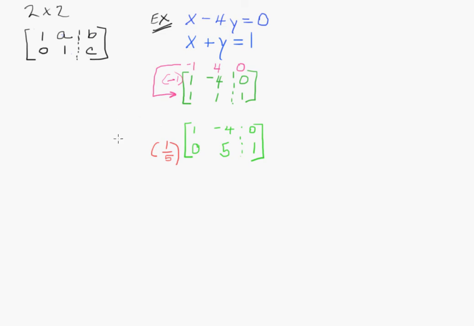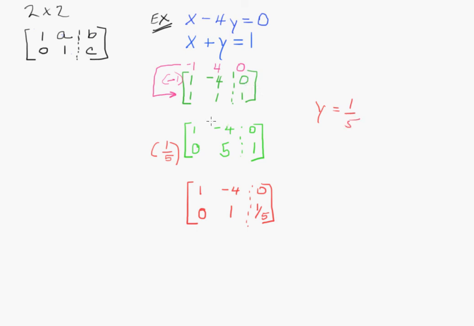If I do that, then in my final matrix I get 1, -4, and 0. And in the second row, 1/5 times 0 is 0, 1/5 times 5 is 1, and 1 times 1/5 is 1/5. So what have I found out? I found out that y is equal to 1/5.